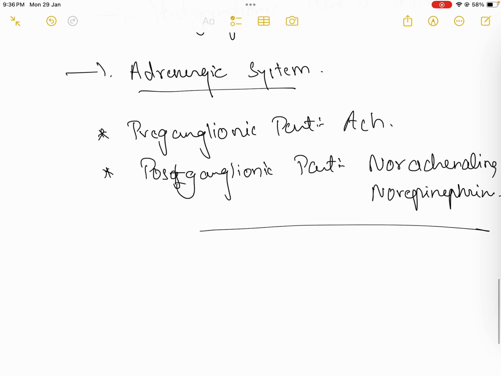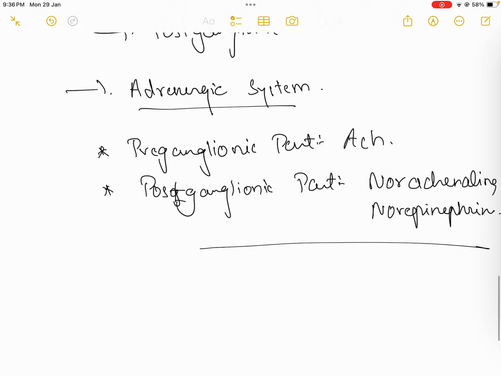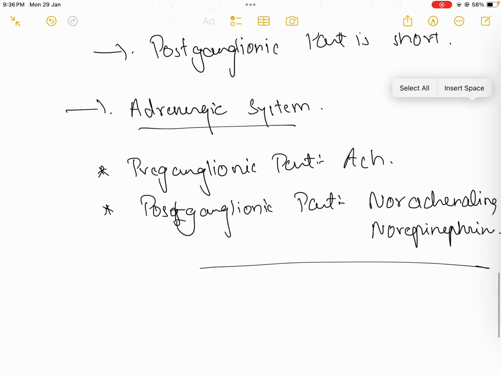That's all I wanted to discuss. This is just a basic, brief introduction about the cholinergic system. I'll be discussing the mechanism and the drugs related to it.